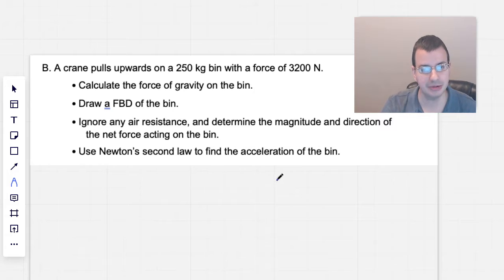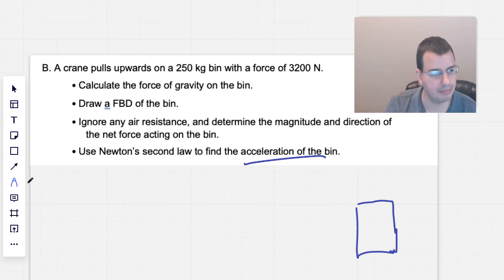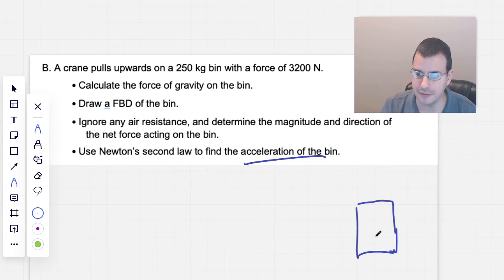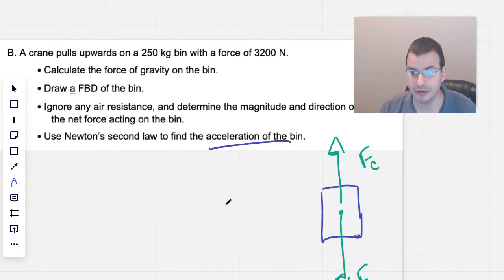All right, so basically what's happening here is we're building up to this final question of find the acceleration of the bin. So the first thing I'm going to do is draw a picture. I know that's the second part of the question, but I like to draw a picture first. So we have force gravity, and then I'm going to call this force crane, FC. And so this is going to be a free body diagram. We drew all the forces involved. We have gravity pulling down and a crane pulling upwards.